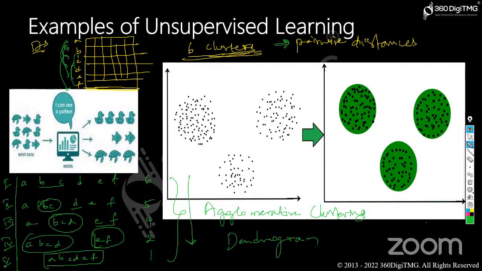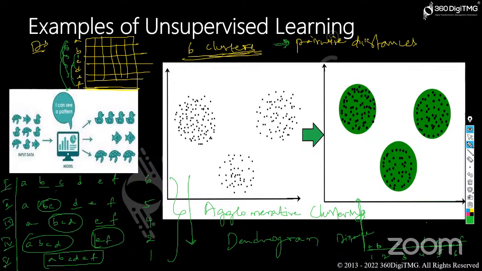A dendrogram is like a flow diagram, a flow chart, where on the x-axis we will have 1, 2, 3, 4, 5, 6, or we can say A, B, C, D, E, F. On the x-axis, we will have the representation of our records. On the y-axis, we will have distance. We plot distance.